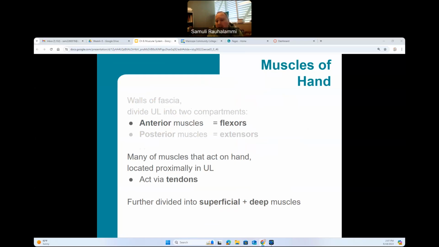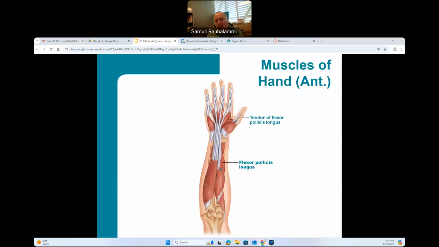Also, to study the muscles, I want you to remember to consider their depth. And what we end up seeing with these muscles of the hand is that most of these arise from the common flexor tendon attached to the medial epicondyle of the humerus. So here we're seeing the flexor pollicis longus muscle. This is in the anterior forearm and responsible for acting on the thumb.